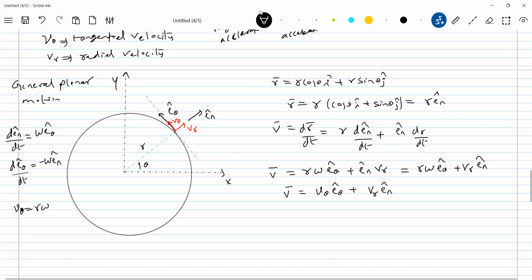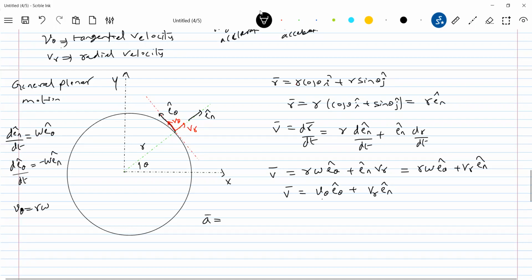Are you getting the idea now? I'm not just describing circular motion. It's a generalized thing. If R is constant, VR will become 0. In the end, we are going to conclude like this. So what is this? This is a tangential velocity once again, and this is a radial velocity. So let's differentiate this equation.